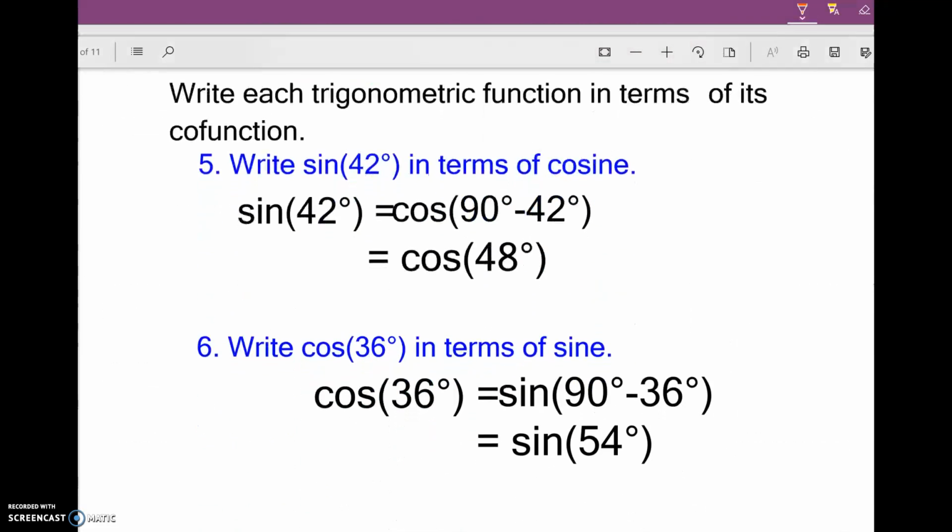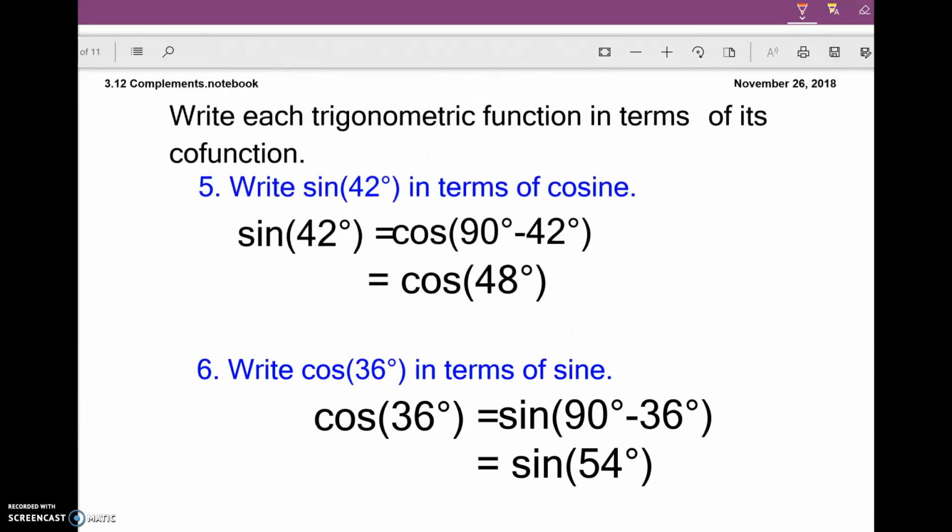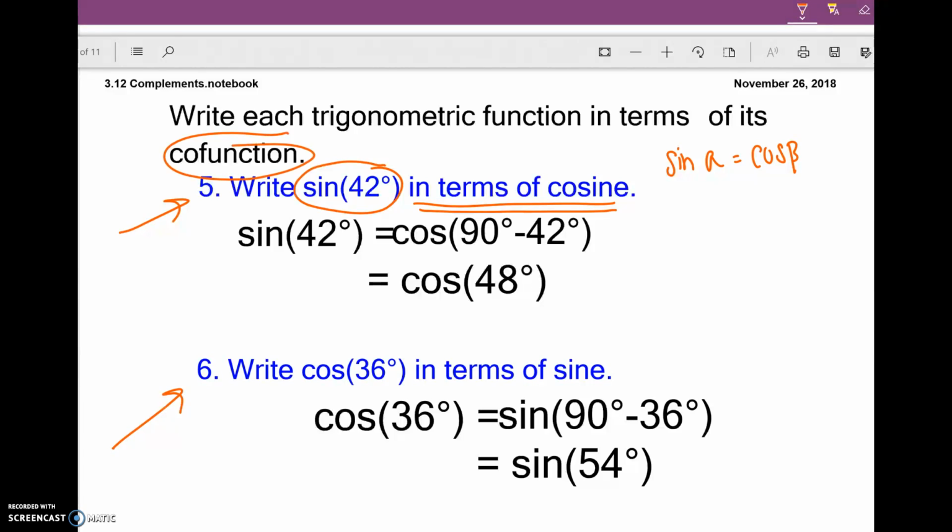So let's figure out a couple examples. I did these ones for you. You can copy both of these down into your notebook. Since we know, again, that sine of alpha is equal to cosine of beta, that relationship is always true, the questions that you're going to encounter are ones like this. We want you to write sine 42 in terms of cosine, so representing a function in terms of its cofunction. Those are directions, what we're just talking about.